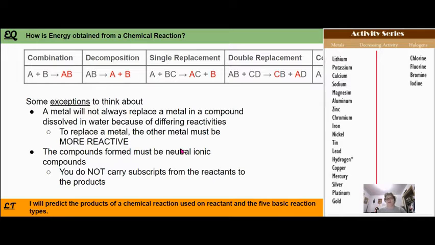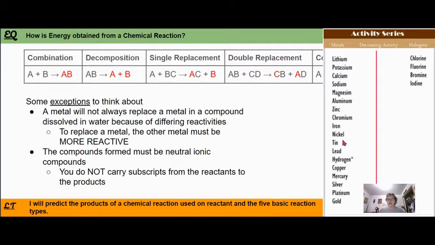So there are some exceptions that you have to think about. There are times when, especially in the replacement type reactions, those reactions just don't work. The first type is that the metal isn't always replaced by another metal. If you're using two metals here, A and C, and you're trying to get them to flip with each other, there are times when that just won't work, because one metal needs to be more reactive than the other. So if you want to replace hydrogen, the zinc has to be more reactive than the hydrogen.